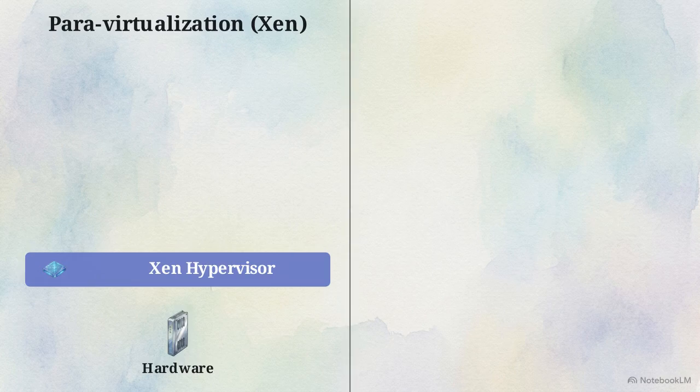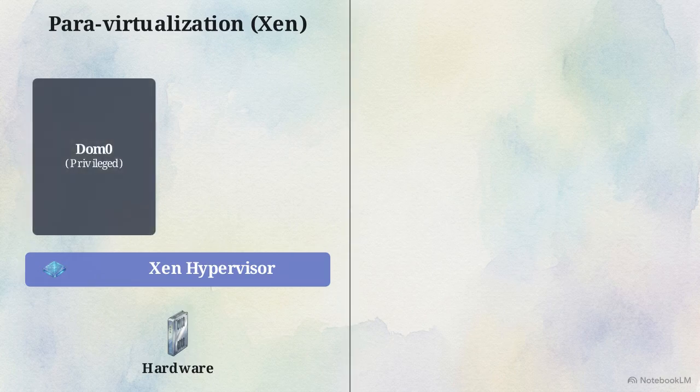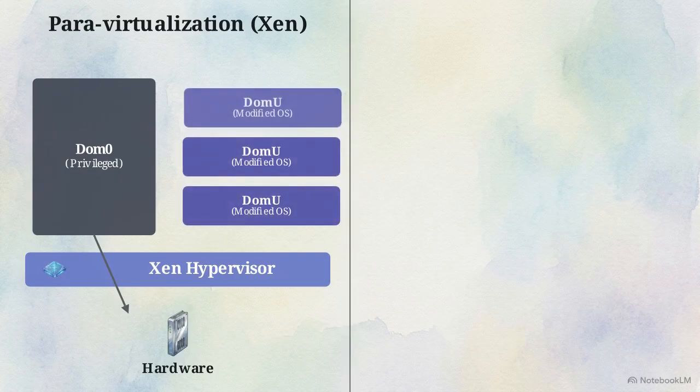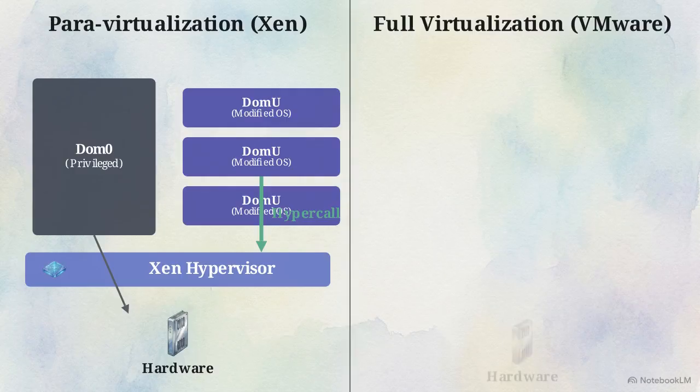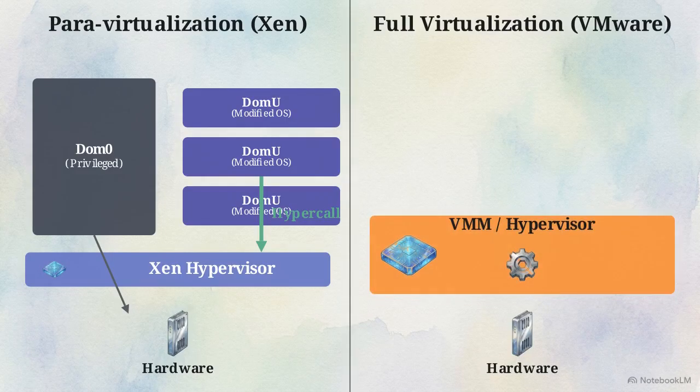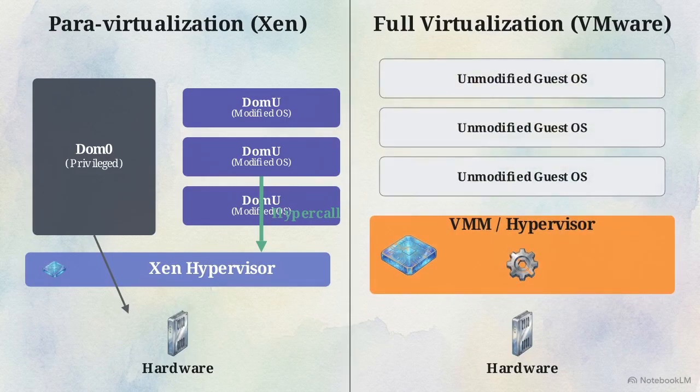Above the hypervisor, Xen isolates processes into domains. Domain 0, or DOM0, is the privileged management node containing the actual hardware drivers. Domain U represents the unprivileged guest virtual machines running the modified operating systems. Execution flows directly. Because the DOM-U operating systems are modified, they communicate with the hypervisor strictly through hypercalls, achieving near-native hardware speeds without emulation. Compare that to this VMware blueprint, illustrating full virtualization.